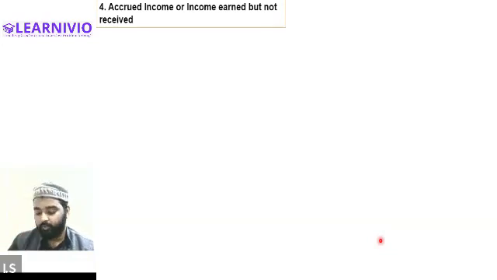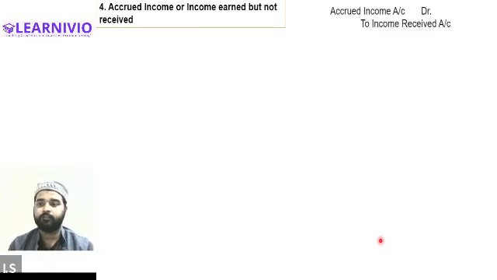All right. So the journal entry for accrued income will be accrued income account debit to income received account. Why has accrued income been debited? Because accrued income is also your asset. Income for which you are already entitled, but you did not receive, is considered your accrued income. So accrued income account debit to income received account. This will be the general entry.